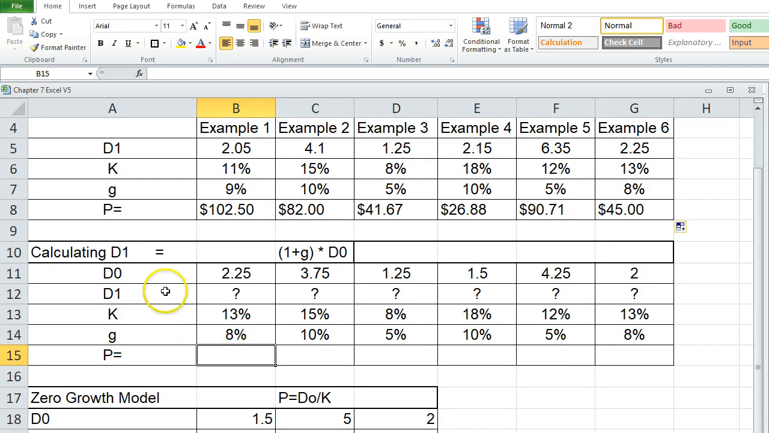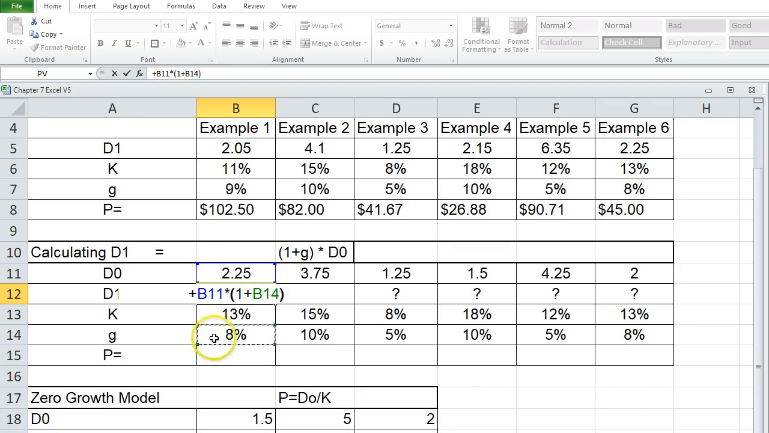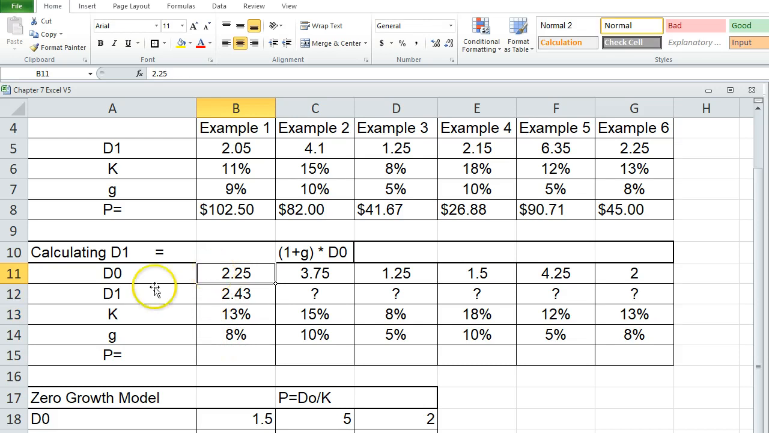Now, what if I need to calculate, they give me D0, but they don't give me dividend for year 1? Well, the first thing I'd have to do is calculate D1. So I'd use D0 multiplied by 1 plus the growth, G. And this would give me the new dividend. So say you made $2.25 an hour and you got an 8% raise, you're now making $2.43 an hour.